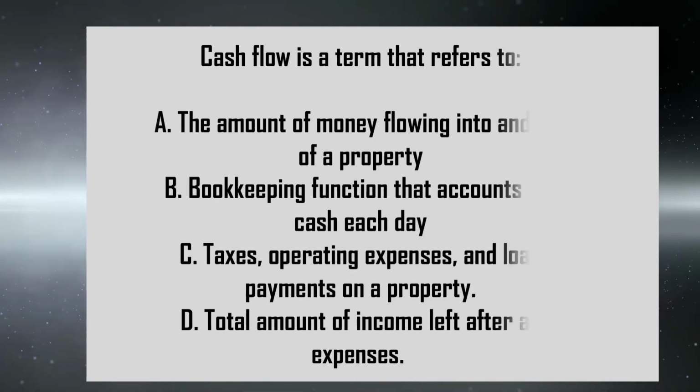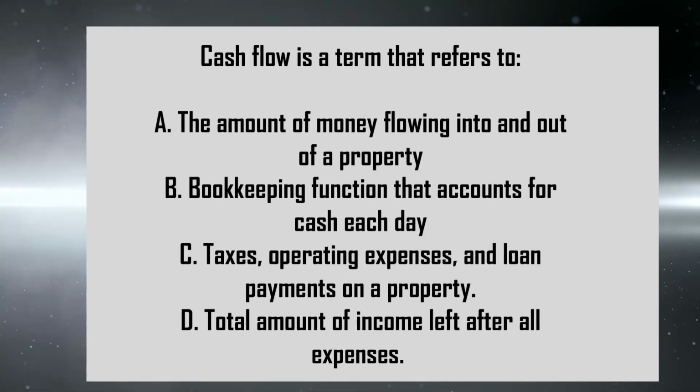The question is simply: cash flow is a term that refers to A, the amount of money flowing into and out of a property. B, the bookkeeping function that accounts for the cash each day. C, taxes, operating expenses, and loan payments on the property. Or D, the total amount of income left after all expenses have been paid.